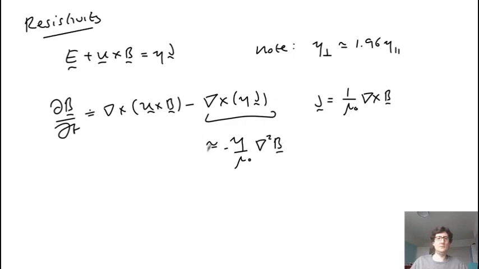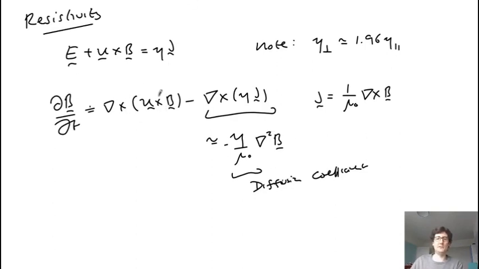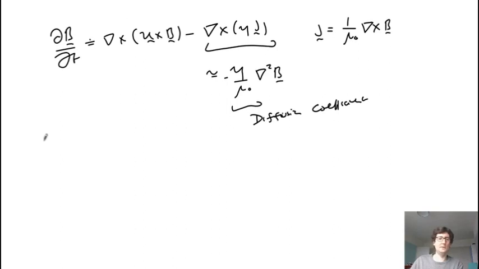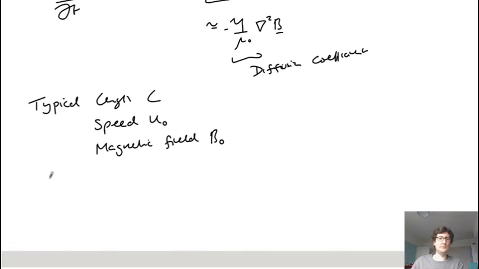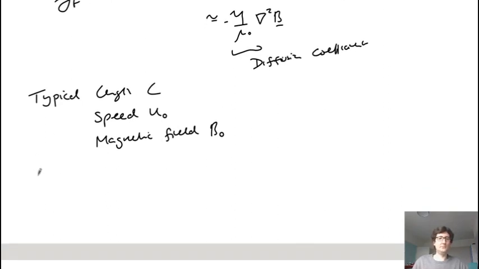And this again looks like a diffusion equation. This is basically a diffusion coefficient. So we can do the same thing as we did for the momentum equation. We now have a diffusion term and an advection term, and we can compare how large they are, one to the other, using a typical length scale and a velocity. The only difference is now we need a typical magnetic field as well, and now we can write down the normalized form of the equation.